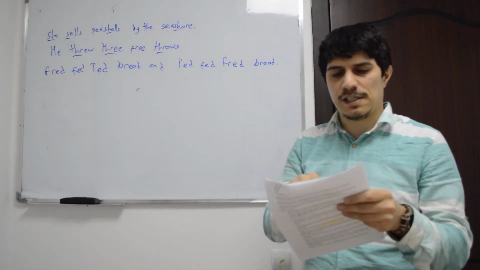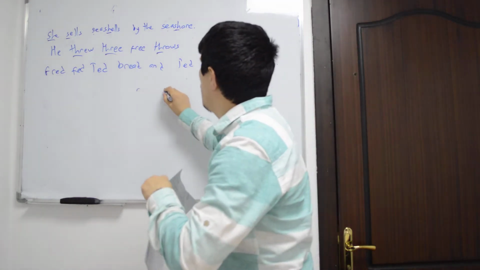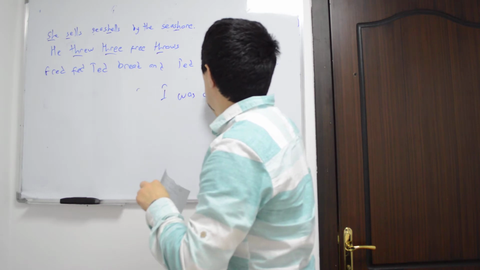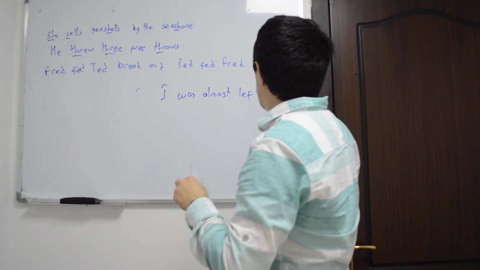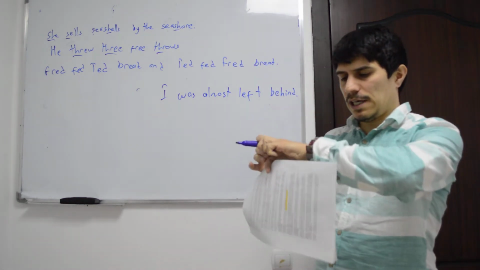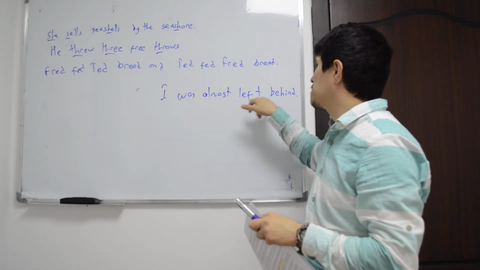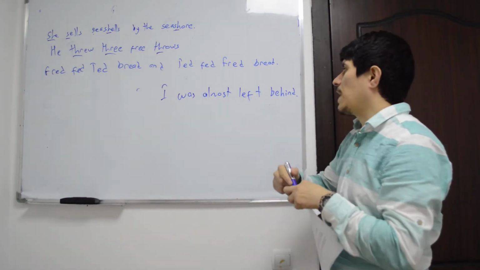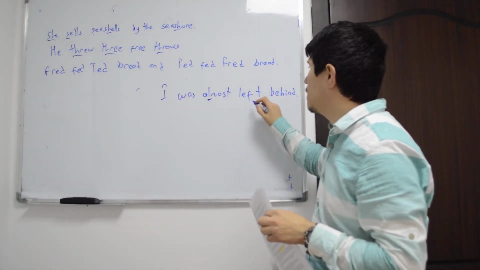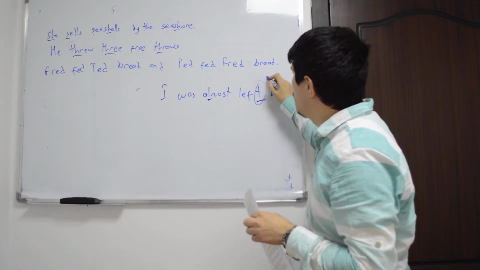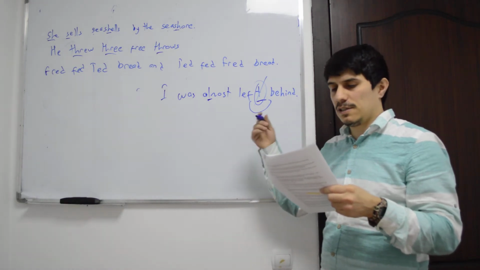For example, I've just taken those here. I was almost left behind. If we individually say these sentences, then: I was almost left behind. But what happens in reality? I was almost left behind. Left behind. We cancel this. This is where we leave out the letter T.